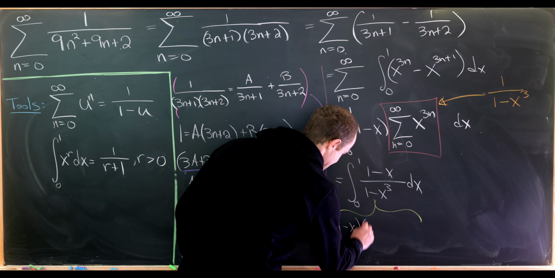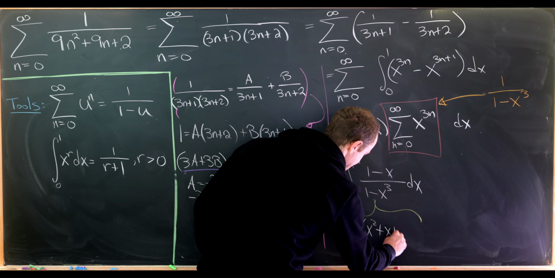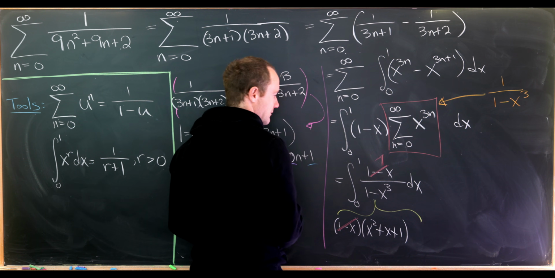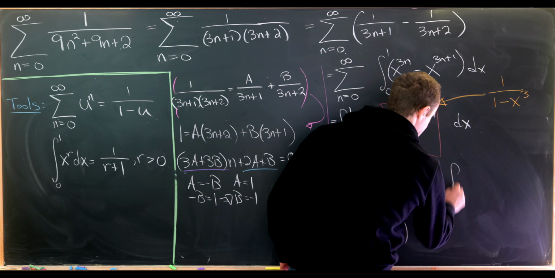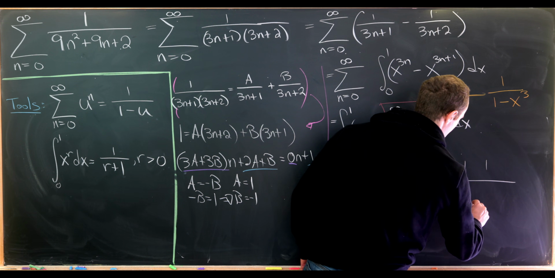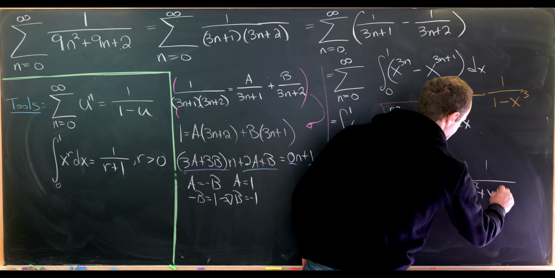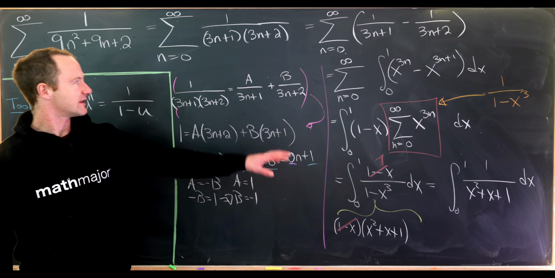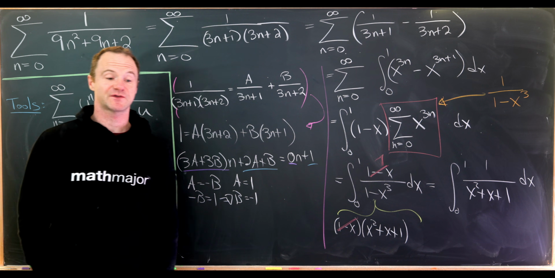this as 1 minus x times x squared plus x plus 1. And then this 1 minus x will cancel with this 1 minus x. And that leaves us with the integral from 0 to 1 of 1 over x squared plus x plus 1 dx. So we have something like that. So now let's bring that up here and we'll finish this first example off.